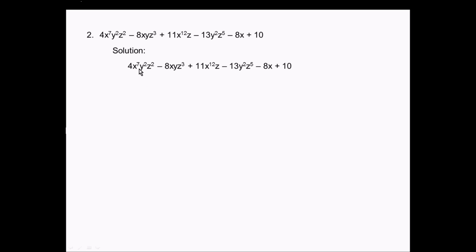So let's see, 7 plus 2 plus 2, that's going to be 11. 1 plus 1 plus 3, 5. 12 plus 1, 13. 2 plus 5, 7. I have just a 1 for the exponent we don't see. And again, all constant terms have degree 0. The largest one is 13. So the degree is 13.